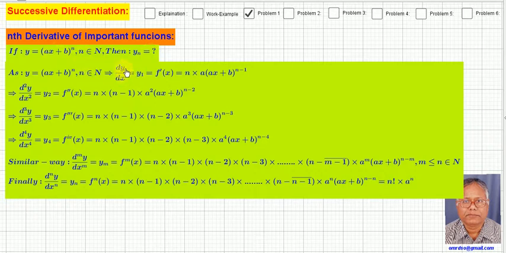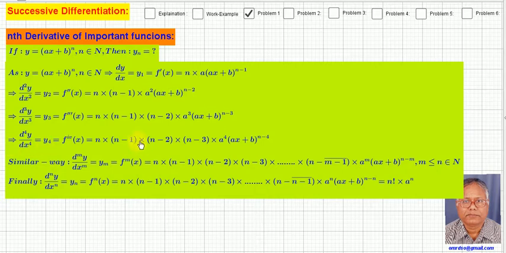So let us find out its first derivative. y is equal to (ax plus b) whole power n. Then dy/dx is equal to y1 is equal to f dash x is n into a into (ax plus b) power n minus 1. If you get y2, it is again differentiable. So the second derivative d2y/dx2 is n into n minus 1 into a square (ax plus b) power n minus 2. Again it is differentiable. So let us find out the third derivative d3y/dx3, rather y3: n into n minus 1 into n minus 2 into a cube into (ax plus b) whole power n minus 3.